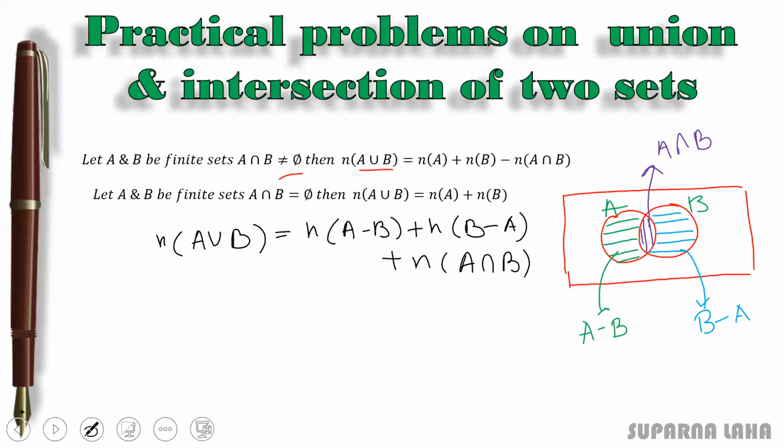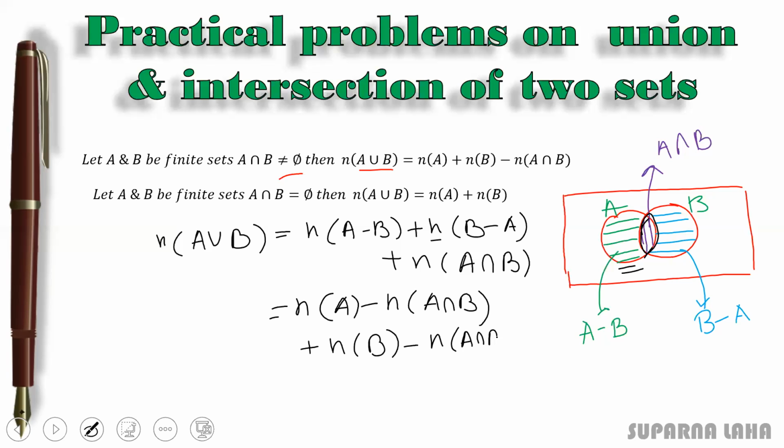Clear? So the number of elements in A minus B, I can write as the number of elements in A minus the number of elements in A intersection B. I'm just subtracting this intersection portion from the set A, right? And the next one, the number of elements in B minus A, I can write as the number of elements in B minus the number of elements in A intersection B, and plus the number of elements in A intersection B.